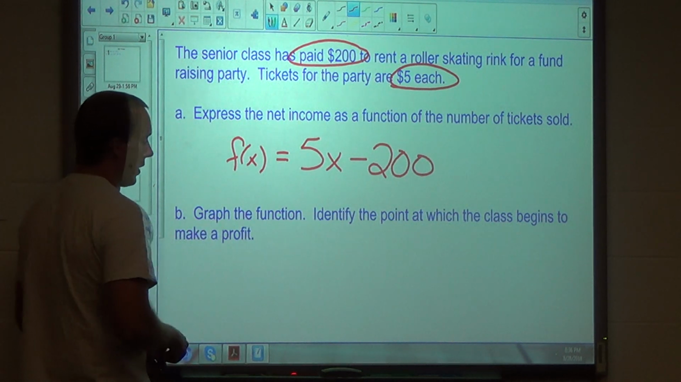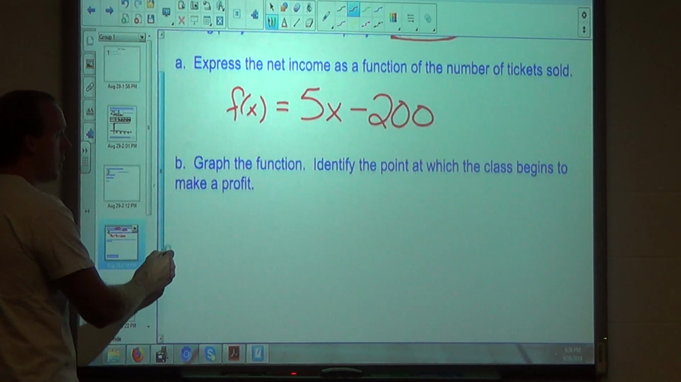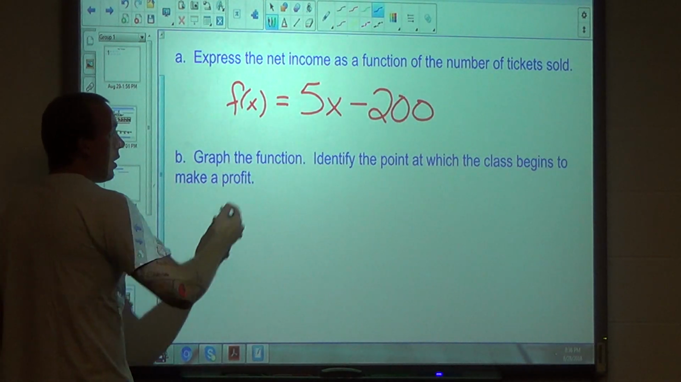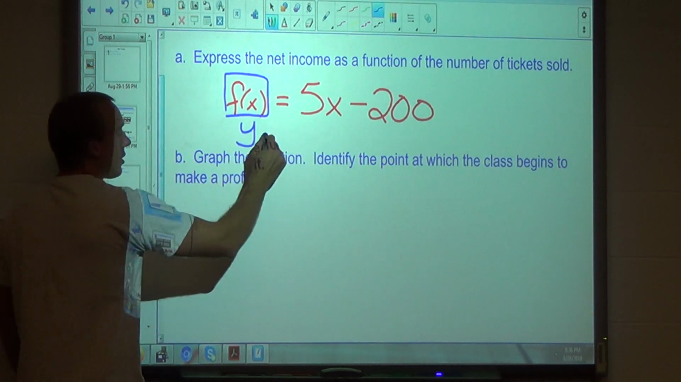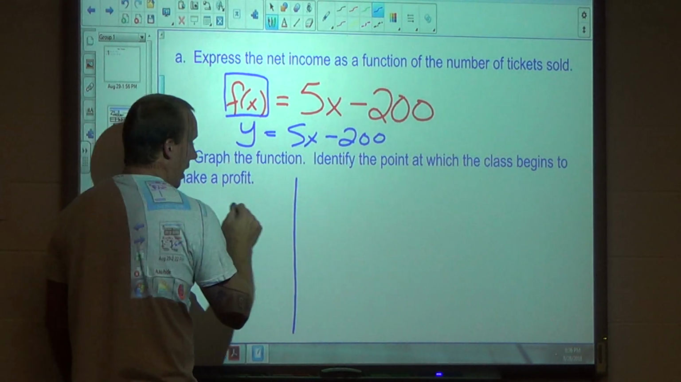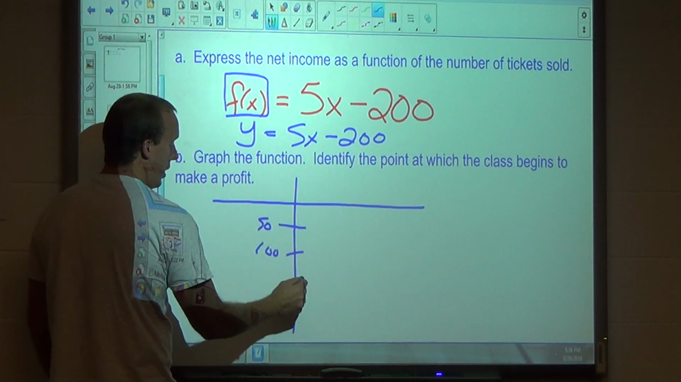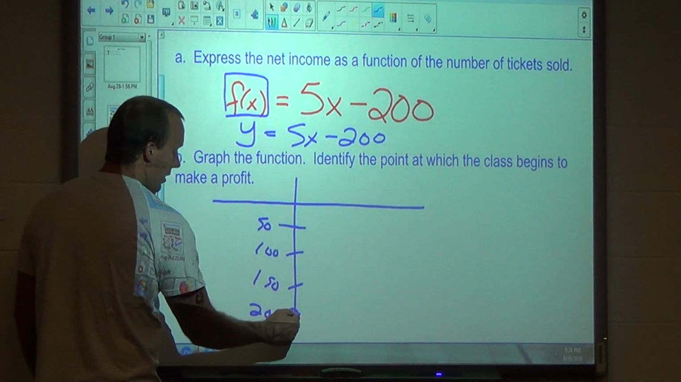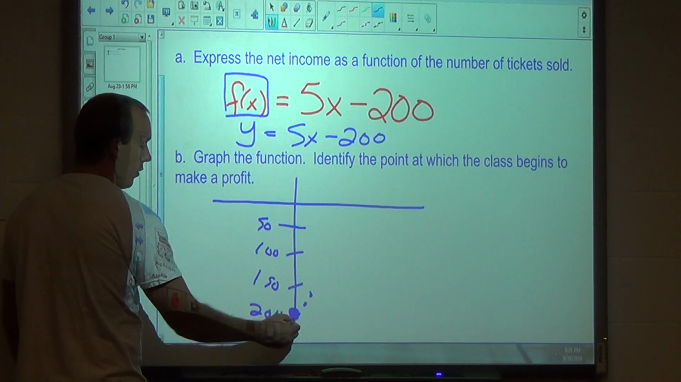So now part B: graph the function, identify at what point the class begins to make a profit. So let's graph this. Now f of x equals, that's pretty close to equations that you guys know how to do. What was f of x always the same as that I said last year? It's a y, so this is like y equals 5x minus 200. I think every single one of us knows how to graph this. So down, we'll say 50, 100, 150, 200. The y-intercept is negative 200, and it's up 5 over 1.